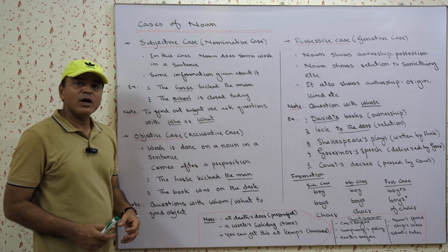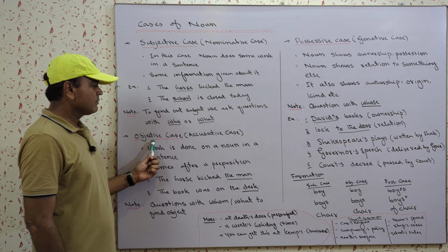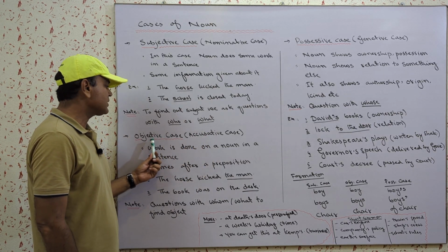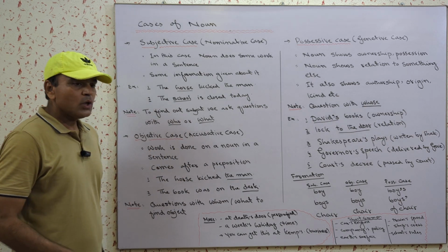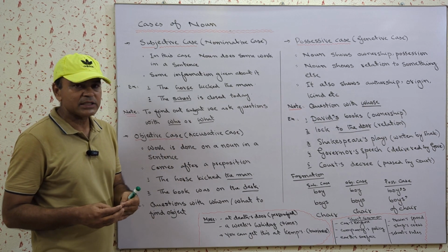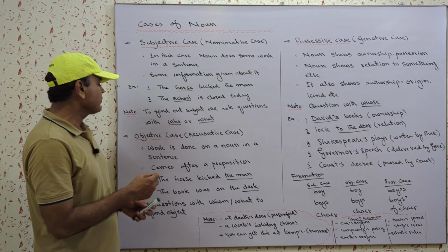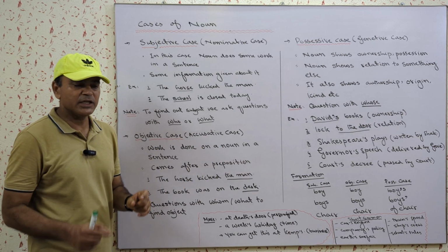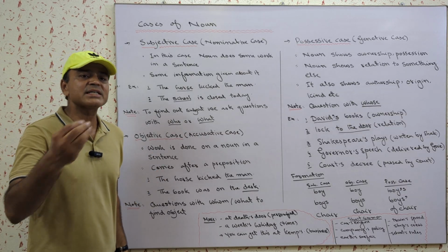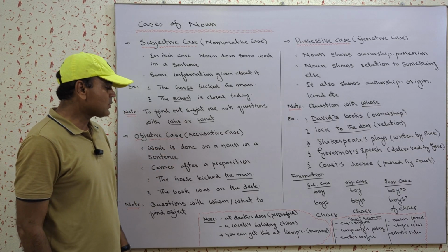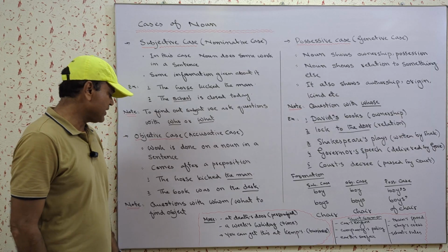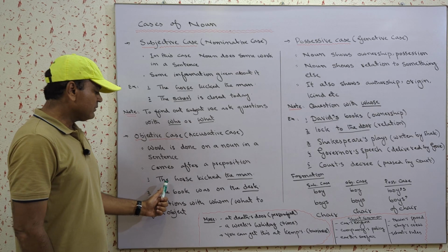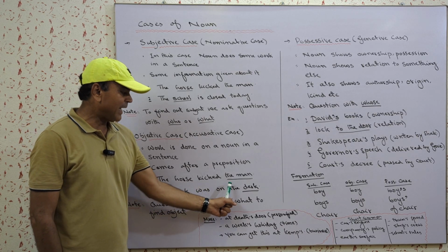The next case of noun is objective case. Objective case is also called accusative case. Some grammarians call it accusative case. So how should we know that the noun is either subjective case or objective case? When the work is done on a noun in a sentence. In a sentence, if the noun is used and some work is done on it, then it is called the objective case of noun. For example, I have written the same sentence here, that is the horse kicked the man.